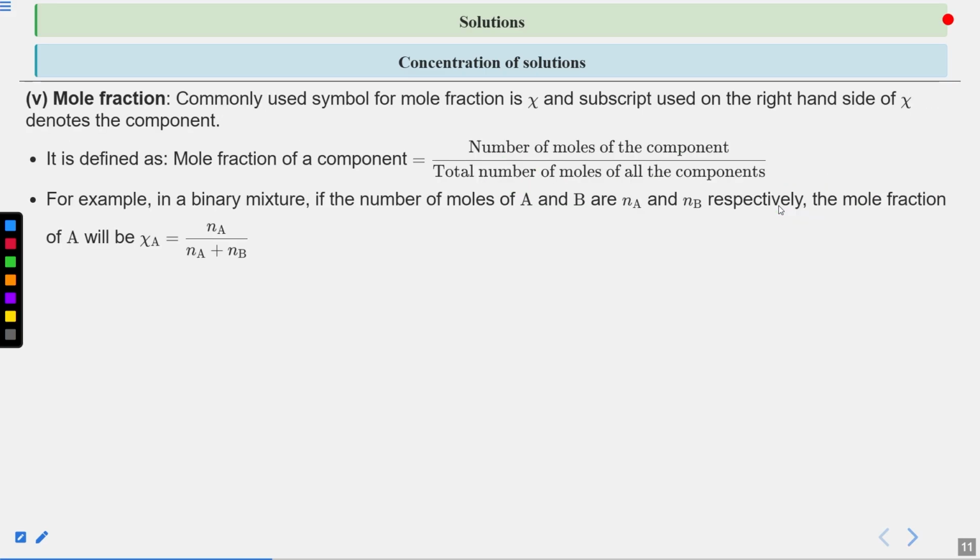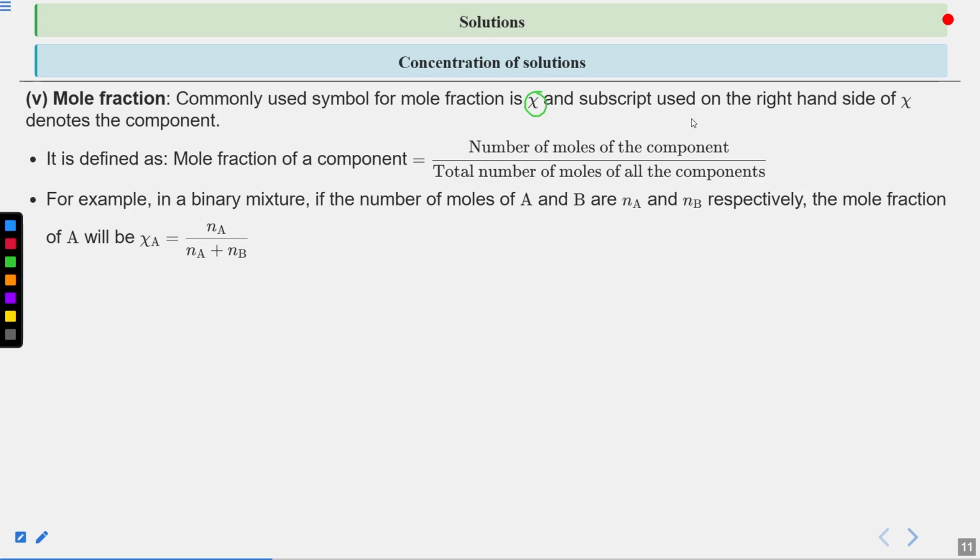Coming on to the next concentration term, which is mole fraction. Now this concentration term is more meaningful for the gaseous element, as their volume is very difficult to define, but the moles are always fixed. This mole fraction is represented by the symbol chi. Suppose we are trying to calculate the mole fraction of a component, then what we do? We take the number of moles of the component whose mole fraction we are trying to calculate divided by the total number of moles of the solution.